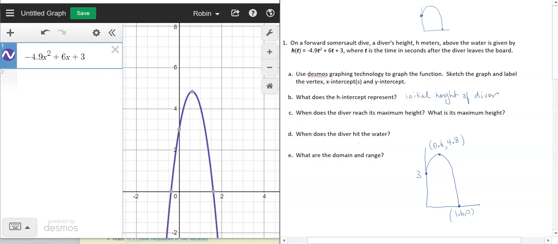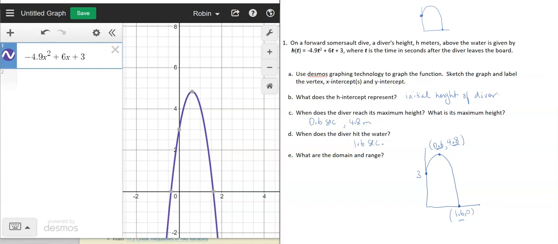When does the diver reach its maximum height? Well, the maximum height is reached at the vertex, and it is the time portion. At 0.6 seconds, we are reaching our maximum height, and our maximum height will be 4.8 meters. So the vertex tells us our max, and what number is giving that max, 0.6 seconds. When does the diver hit the water? Well, they hit the water at a height of 0, or it's going to be this intercept down here. So it's going to be at 1.6 seconds. So once you make your sketch, you can now answer all of these different questions just using your sketch.